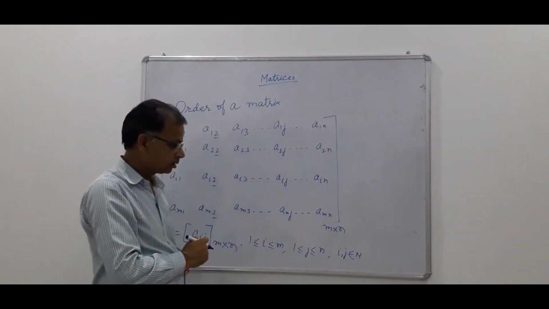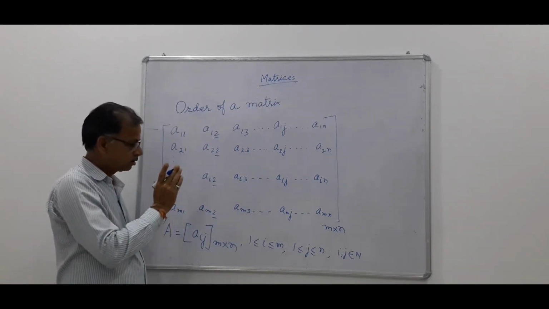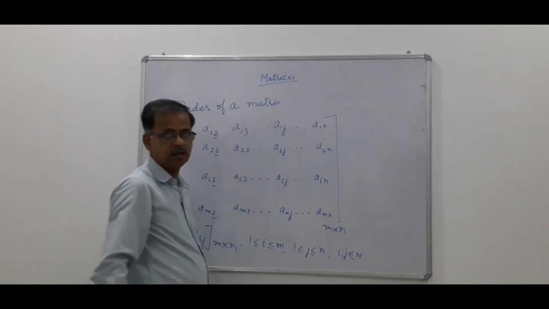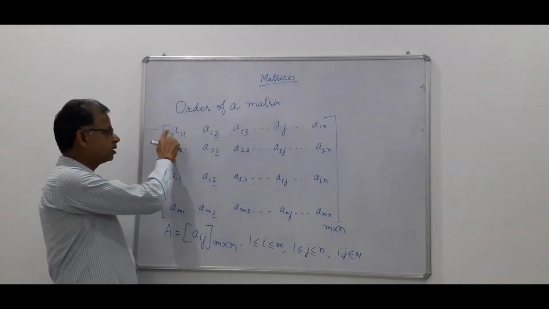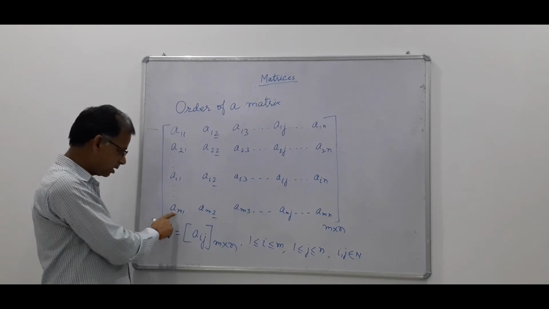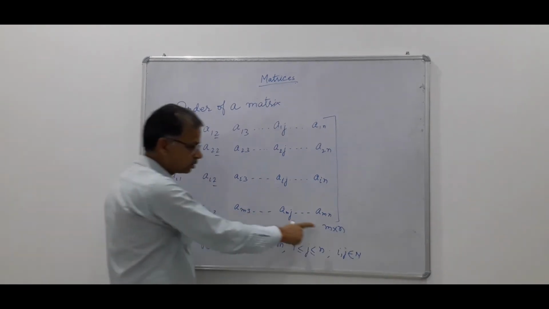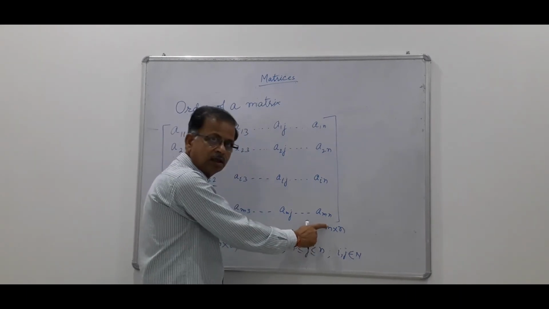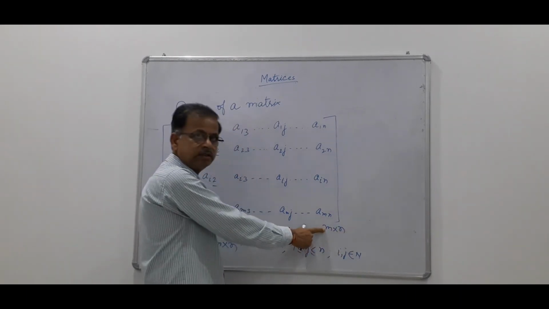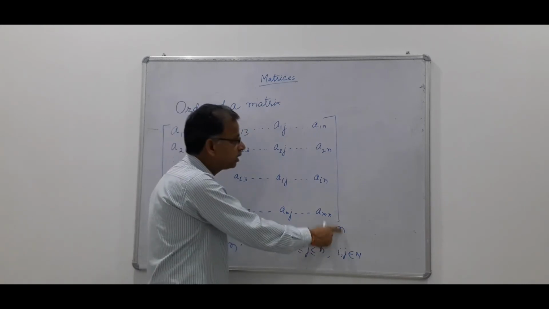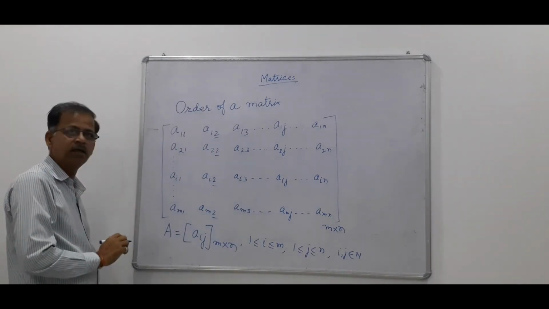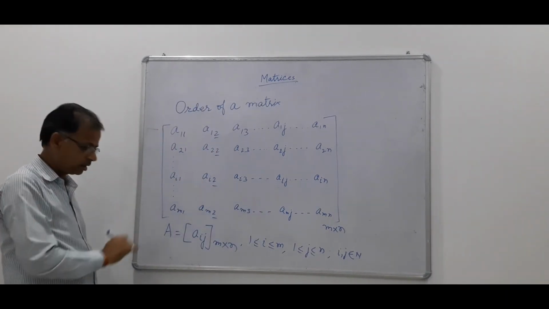In this way, there are a total of m into n elements, and this matrix has m rows and n columns, so its order is m into n. The first number represents the number of rows, and the second number represents the number of columns. So this matrix is an m by n order matrix.